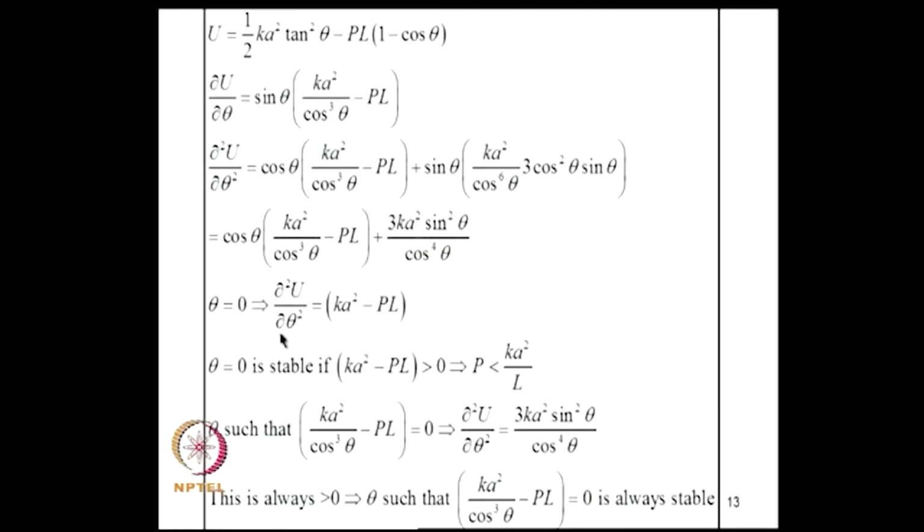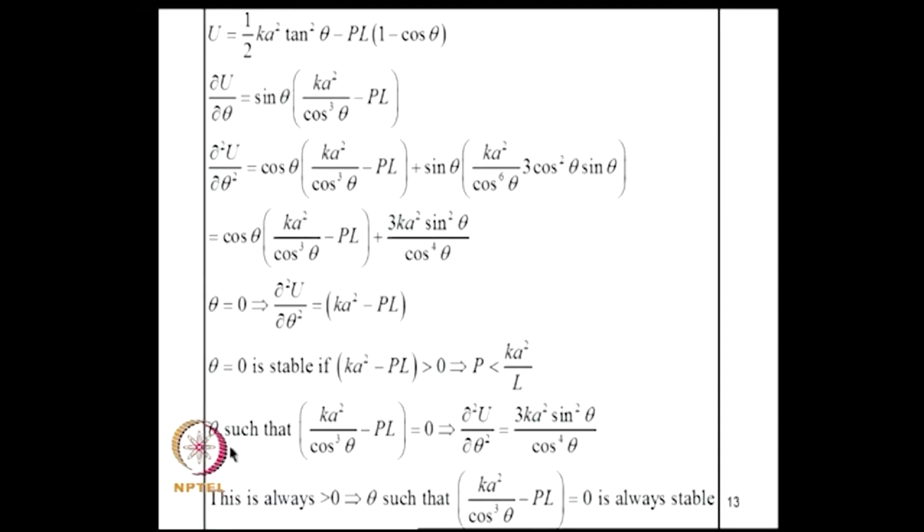So, when theta equal to 0, we can see here cos theta is 1, cos cube theta is 1, and this term is 0. So, I get dou square u by dou theta square is K A square minus PL. Theta equal to 0 is stable if this is greater than 0, or P is less than K A square by L. So, this is the condition for stability of theta equal to 0. So, P critical obviously is K A square by L.